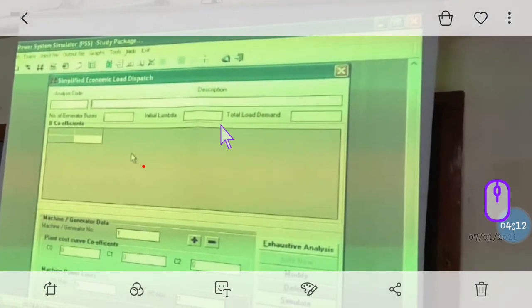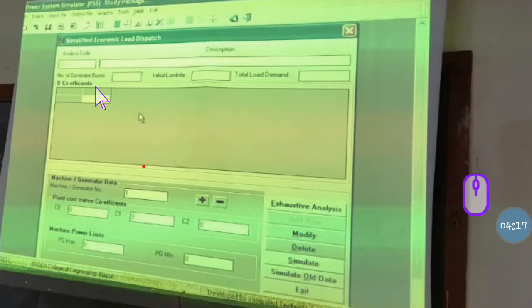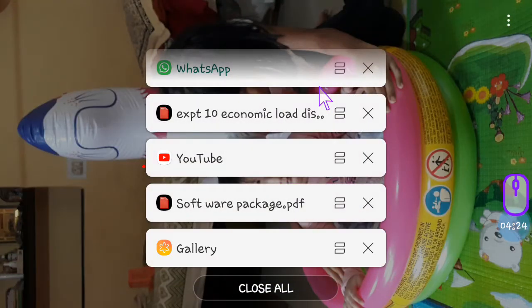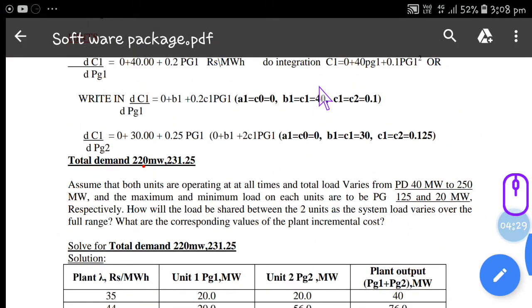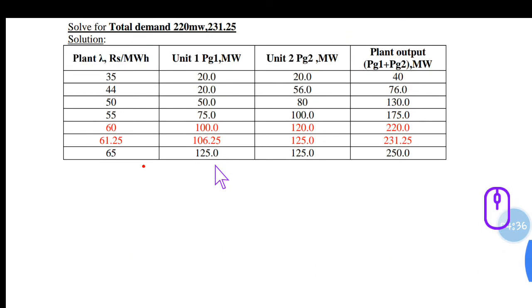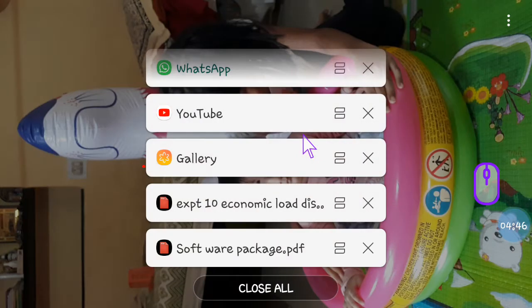In this case, you have to see the total number of generator buses, which is 2, and the initial lambda they will give in the problem, and the total demand. The total demand I am giving may be 220 or 231.25, any value. If you see this table, for 220 the answer you will get is 100 and 120. Check it.